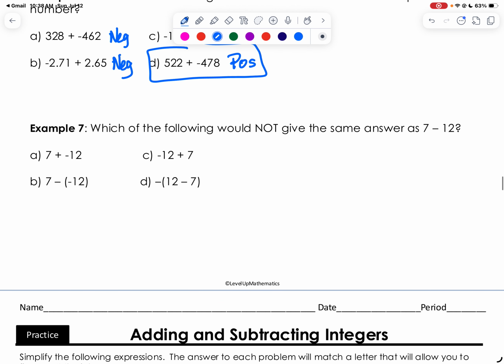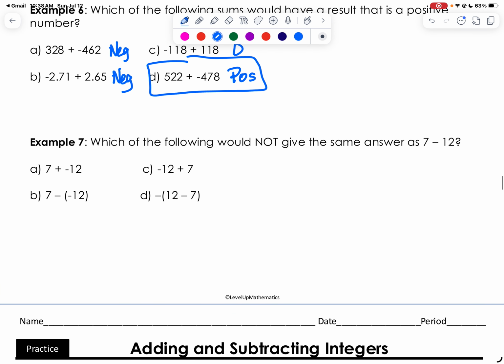All right, example 7. Which of the following would not give the same answer as 7 minus 12? Pause the video and try this problem on your own. All right, welcome back. Well, I know 7 minus 12 is the same thing as 7 plus negative 12 because I want to rewrite it as addition of the opposite. Now I'm adding two numbers with different signs, so I subtract them and take the sign of the larger. So 7 minus 12 is simply negative 5.